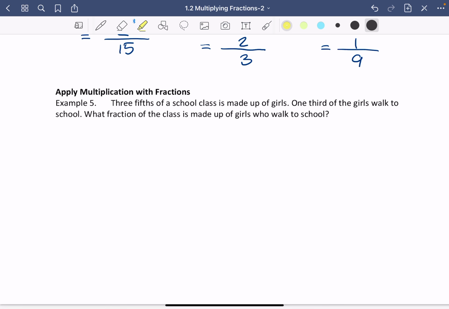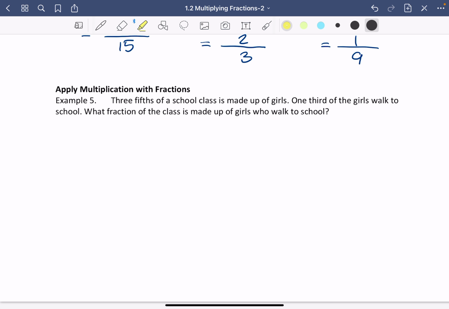The last example is a word problem. It's an application question. So to do a word problem, you guys will need to read the question carefully first. Okay? And then find out or circle out or highlight any important information. So in example 5, it says 3/5 of a school class is made up of girls, and 1/3 of the girls walk to school. So the question is asking what fraction of the class is made up of girls who walk to school.